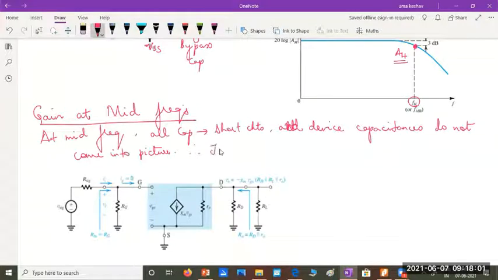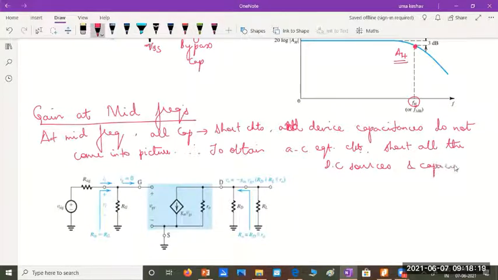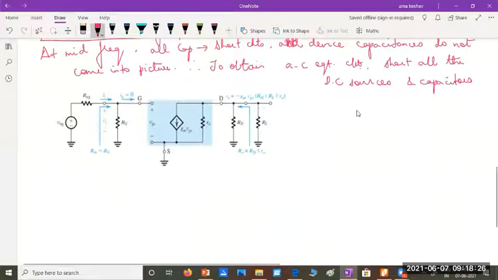Therefore, to obtain the AC equivalent circuit, short all the DC sources and capacitors. Short all DC sources and capacitors. So let's do that. Let me redraw the AC equivalent circuit. How does it look? AC equivalent circuit for the common source amplifier.